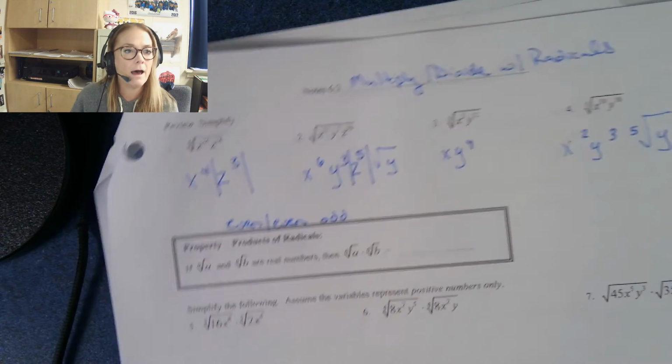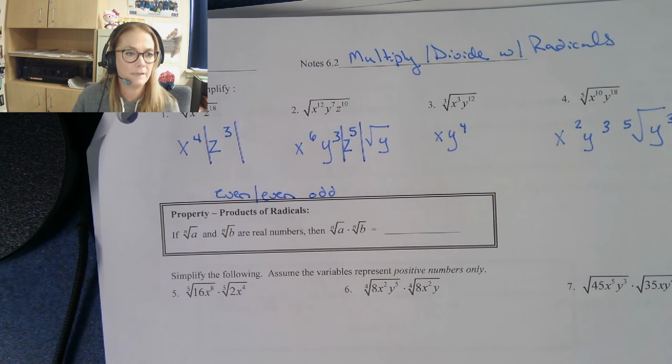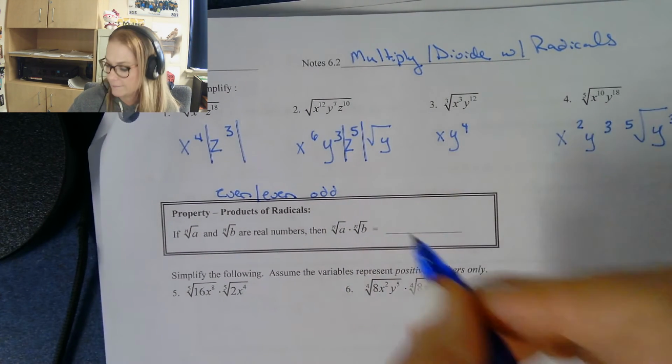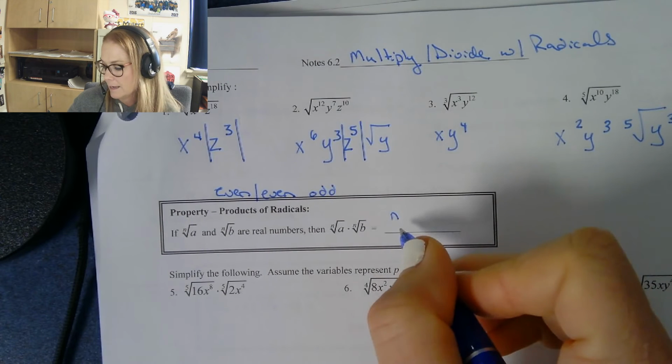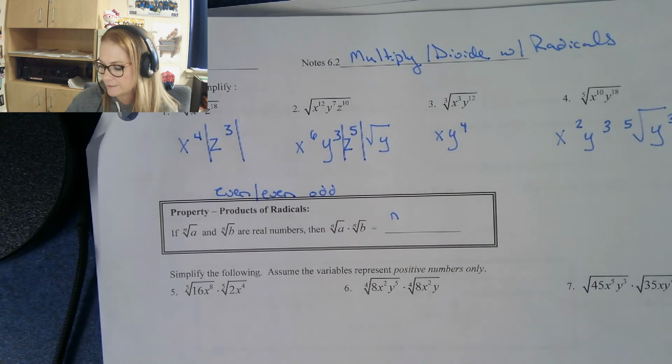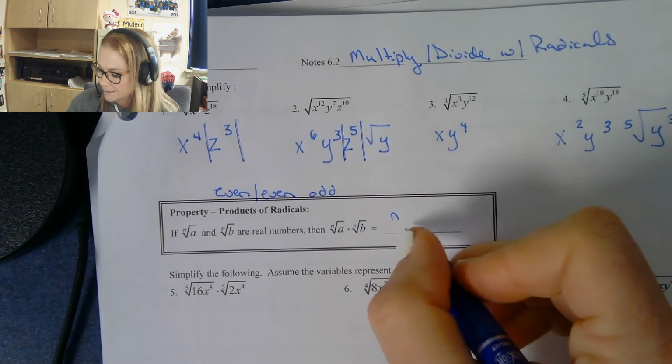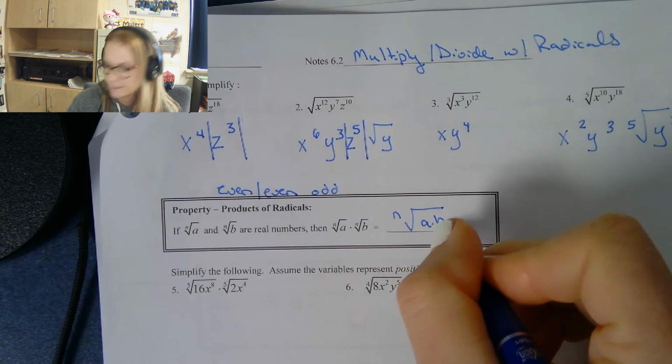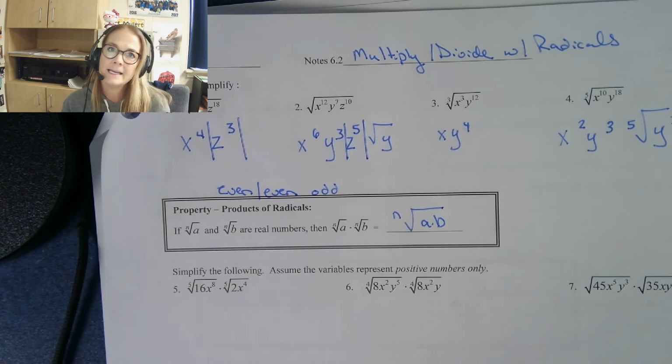Okay, property of radicals. If the nth root of a and the nth root of b are real numbers, then multiplication is super friendly. If it's inside the radical, you can multiply with something else that's inside the radical. So this is the nth root of a times b. I always say inside with inside, outside with outside. You can multiply what's inside the radical with what's inside the radical, and the coefficients with the coefficients.